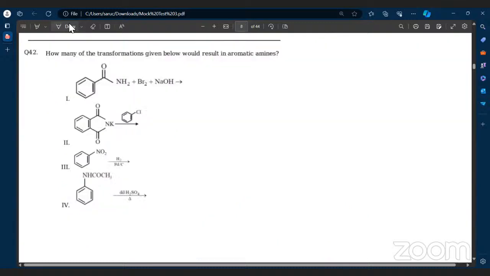How many of the transformations given below would result in aromatic amine? How many of the following transformations would result in aromatic amine? What would be your answer?